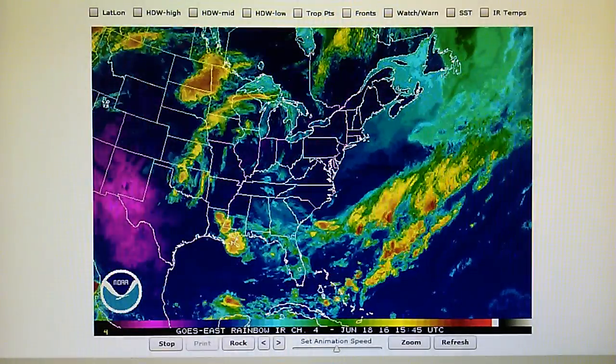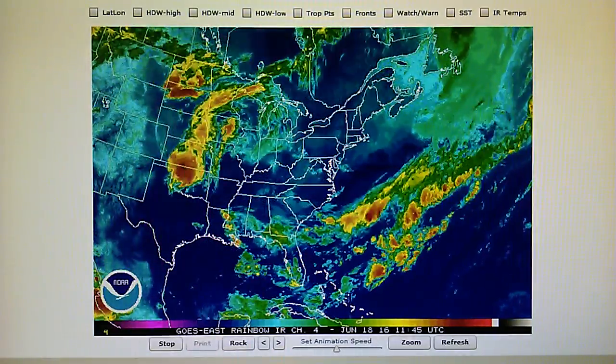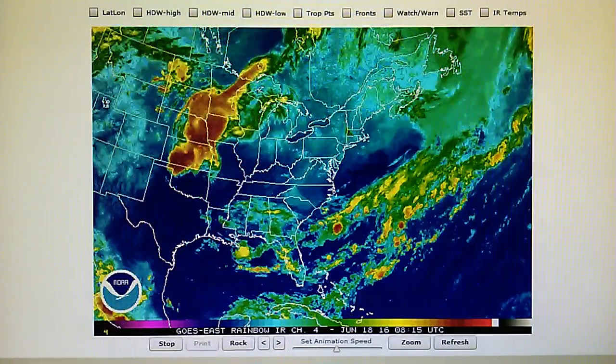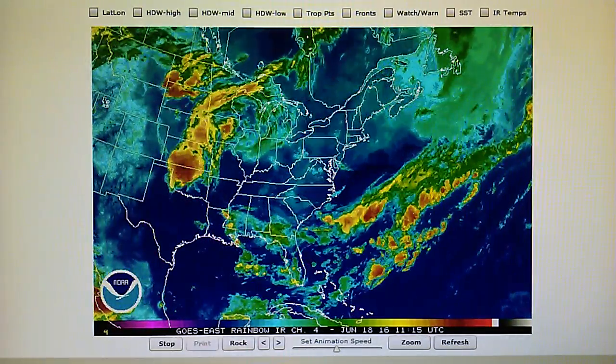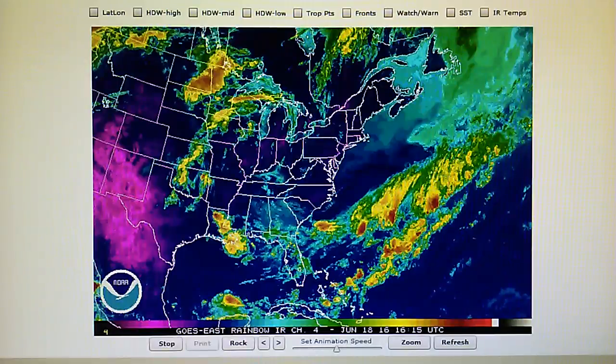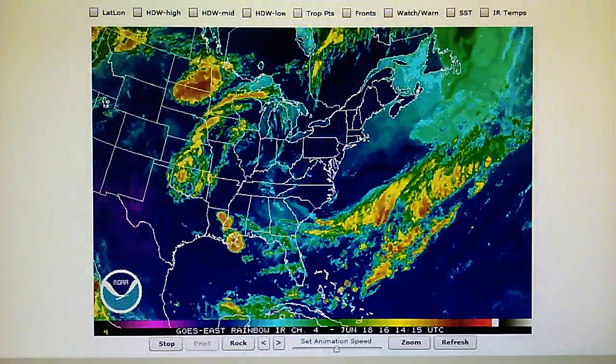This is telling us that the barometric pressure right now is 30.01. All right, 30.01 inches.